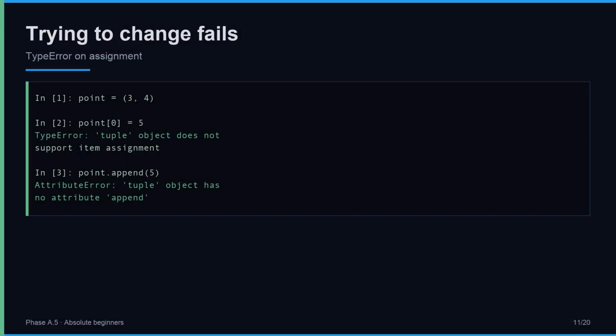Watch what happens when you try to change a tuple. point = (3, 4). point[0] = 5, Python raises TypeError. The tuple does not support item assignment. point.append(5), Python raises AttributeError. The tuple has no append method at all.